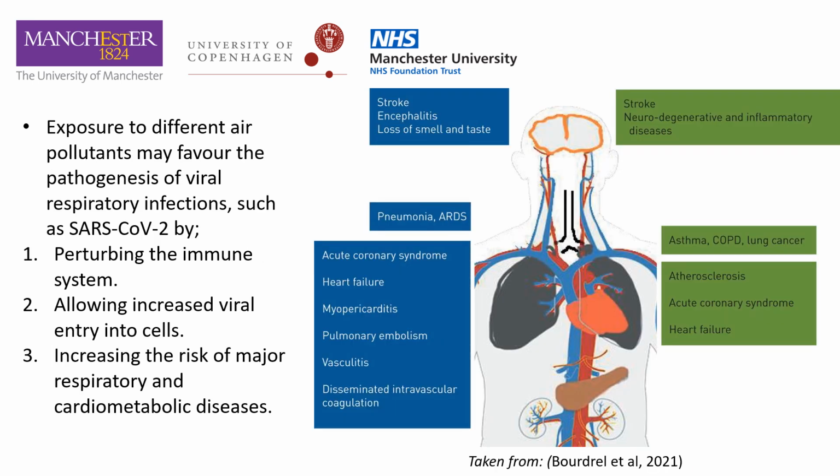Exposure to different air pollutants may favour the pathogenesis of viral respiratory infections such as SARS-CoV-2 by perturbing the immune system, allowing increased viral entry into cells, and increasing the risk of major respiratory and cardiometabolic diseases. This figure depicts the target organs and main diseases of COVID-19 in blue and air pollution in green, how they overlap and what they share.